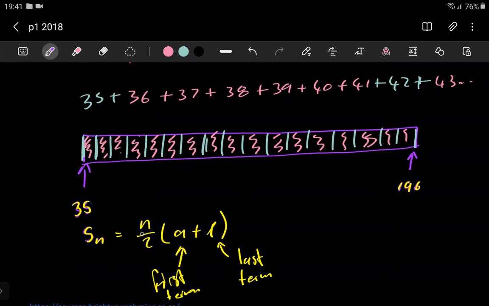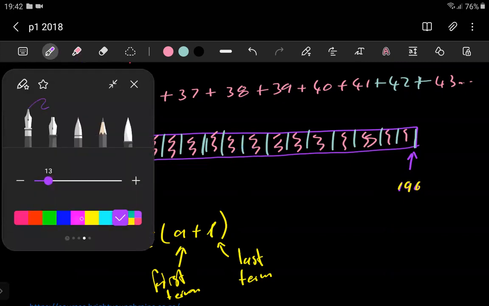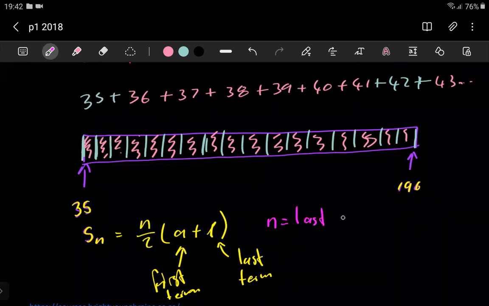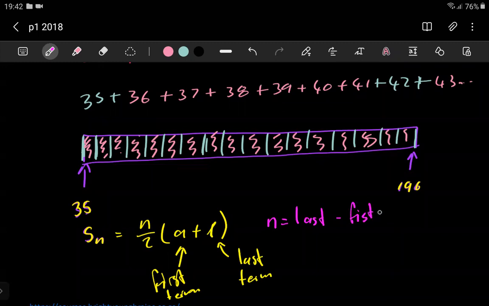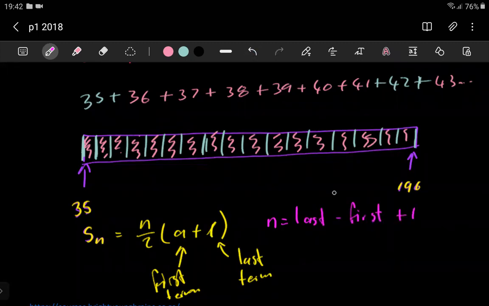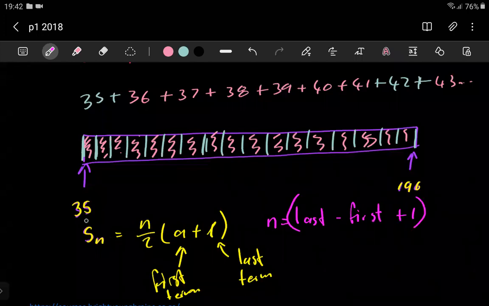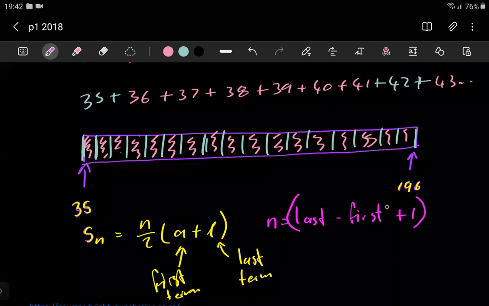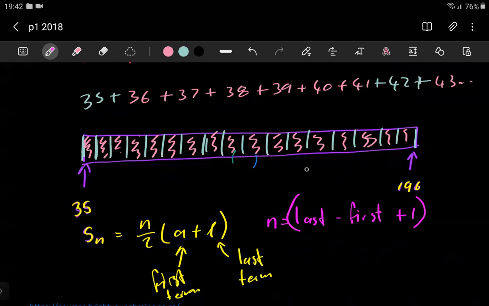Now we have to be careful about what we make n. This is something very important, and this is something that always kills people. Your value of n is always the last term minus the first, plus 1. That's if you're adding up all natural numbers from one place until another. You always have to say the last one minus the first one, and then you plus 1 for you to see how many individual numbers you're dealing with.